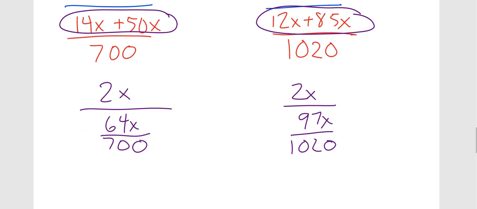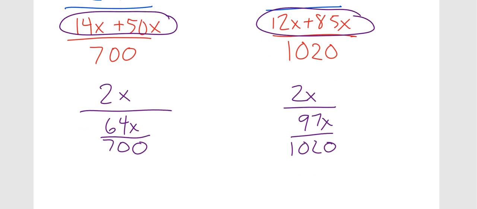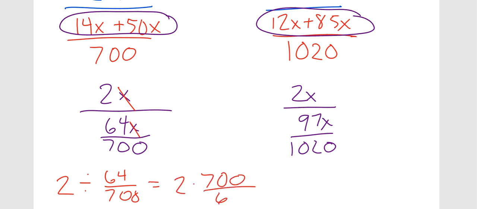Now, you're right, the x's are canceling out. That is a good observation. So, really, we could get rid of these and look at it as 2 divided by 64 over 700, which is the same thing as 2 times 700 over 64. And right, those x's are getting rid of over there too. So I can either write it as 2 divided by 97 over 1020, or 2 times 1020 over 97.